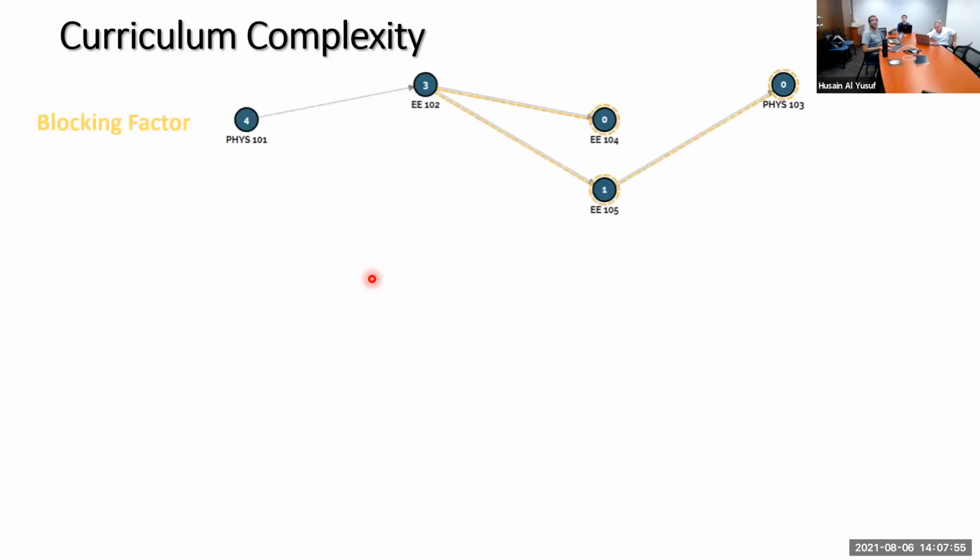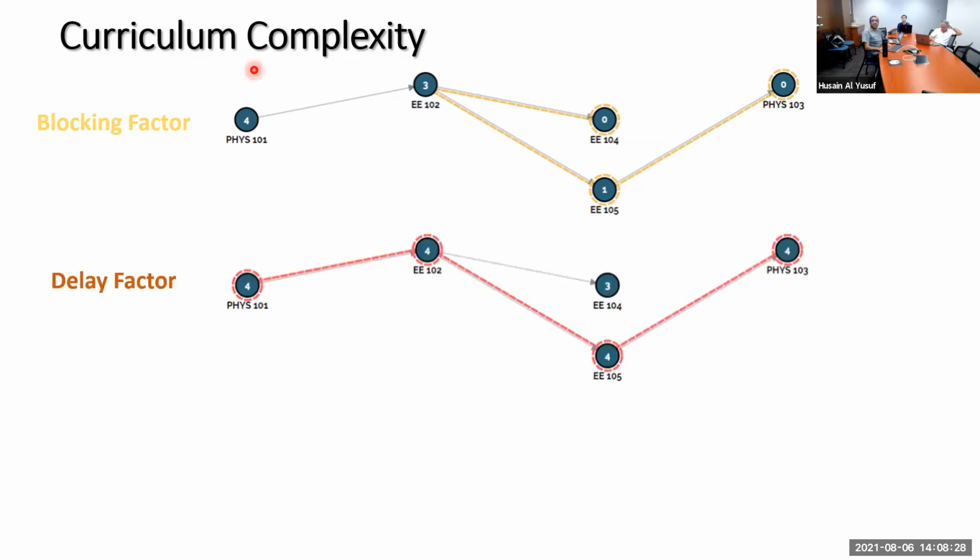So what's curriculum complexity, for people who don't know this? Quickly, there are three terms that we need to understand. The first is the blocking factor. Blocking factor is how many courses a specific course unblocks. For example, you have to take physics so you'll be able to take EE 102 and EE 105 and all of these 4 courses. So this is the blocking factor for each course.